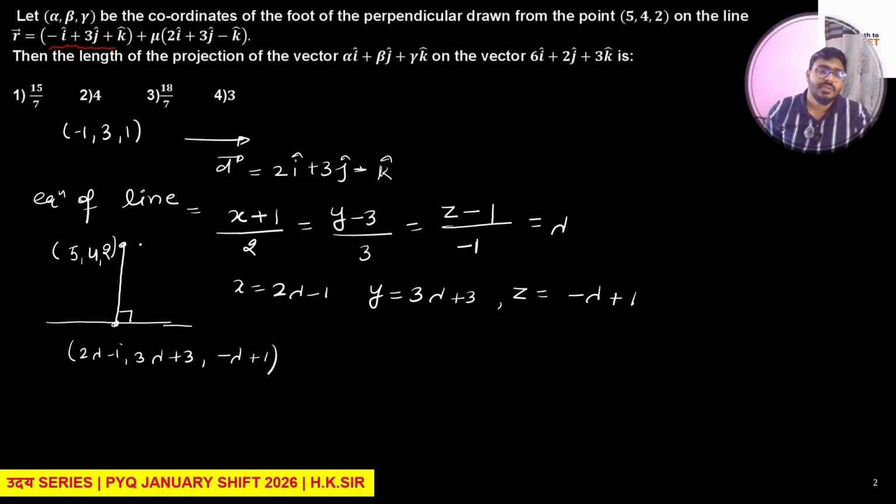Okay, so let's suppose this point is P, this point is M, so we can write PM vector. What is PM vector?